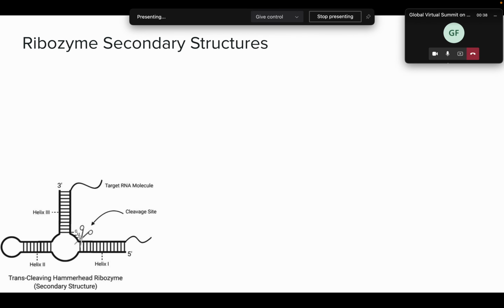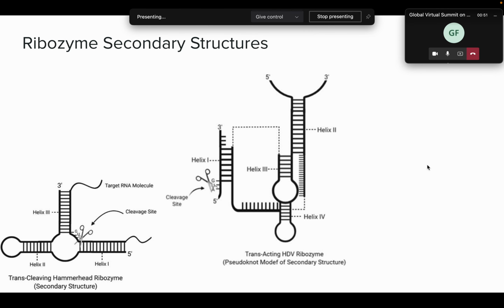Here's a hammerhead ribozyme secondary structure. You can see helix 1, helix 2, and helix 3, the target RNA molecule from the 5' to the 3' end, as well as the cleavage site. This is an HDV ribozyme secondary structure. Here again, or actually four helices, and then the cleavage site is near the 5' end.